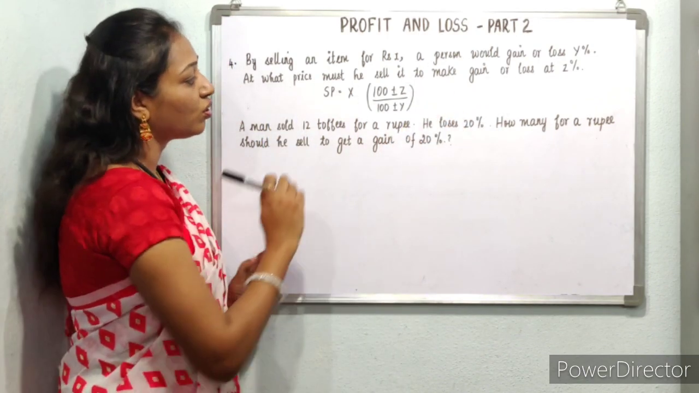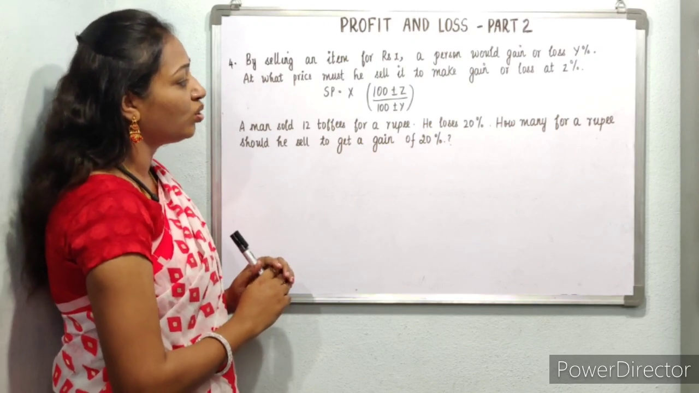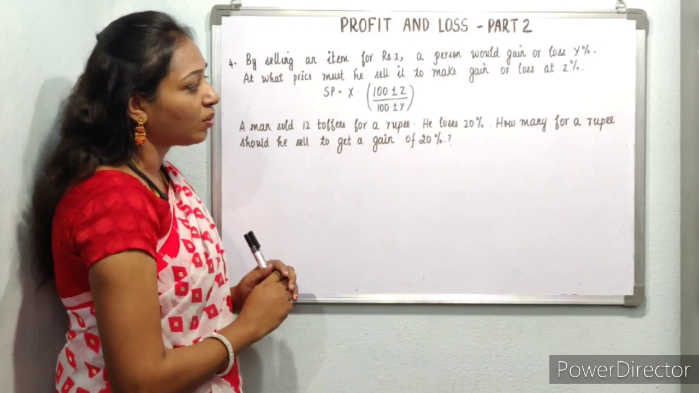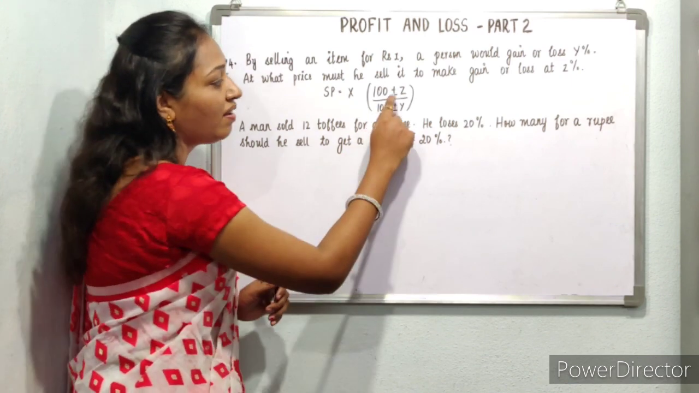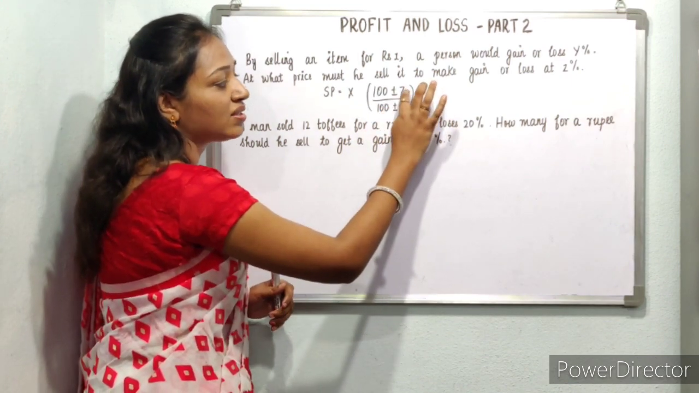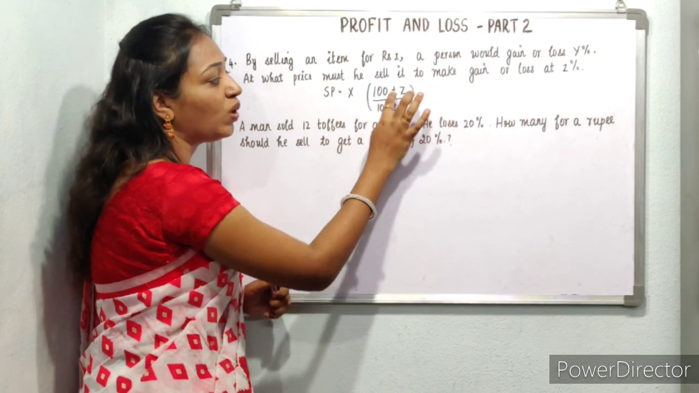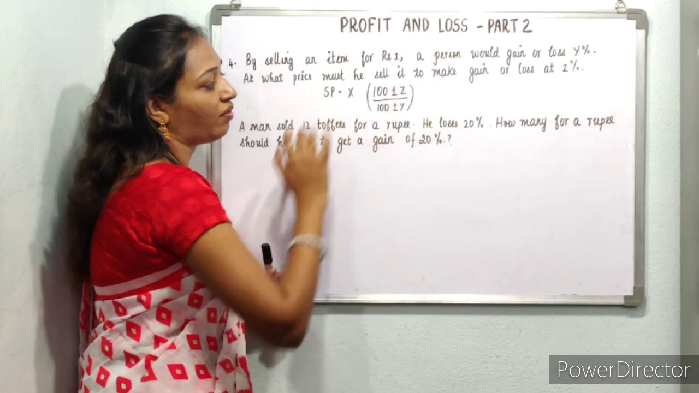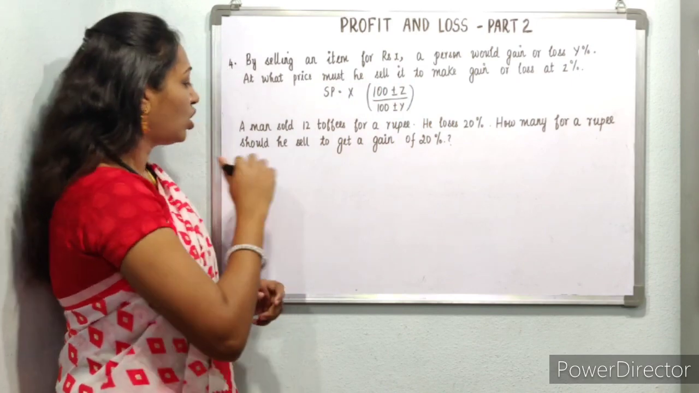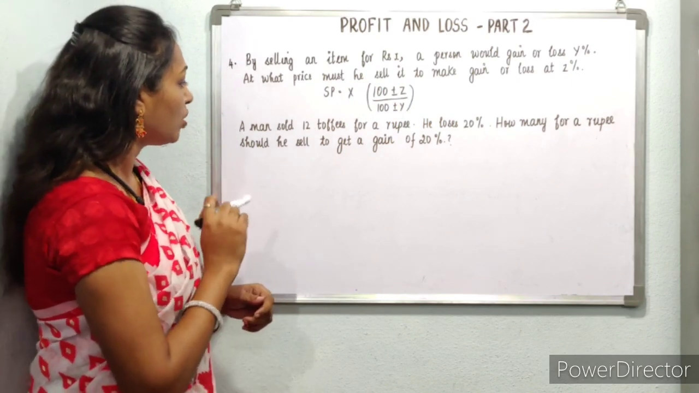So the formula is selling price equals X into (100 plus or minus Z) divided by (100 plus or minus Y). Now why is this plus or minus given? When this value of Z is a profit, we put the plus sign. When it is a loss, then we put a minus sign. So that is the reason we have given plus or minus. Now we'll go to the problem. Now listen to the problem.